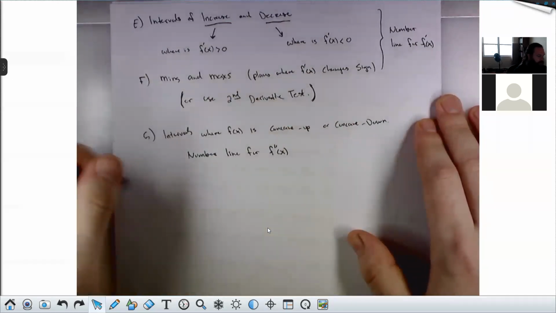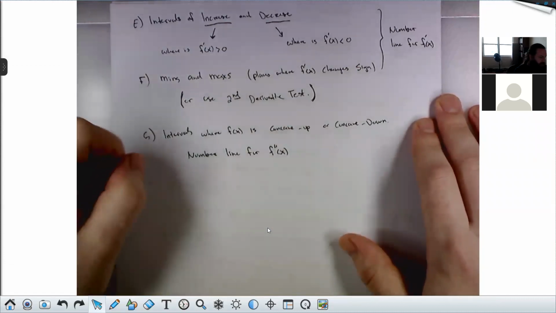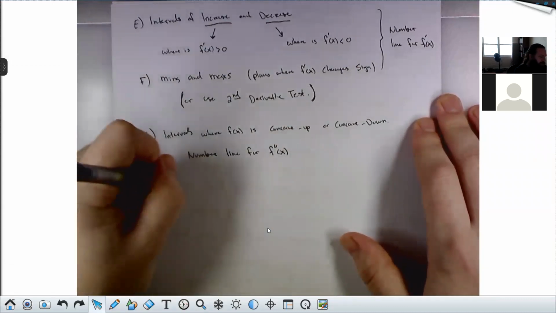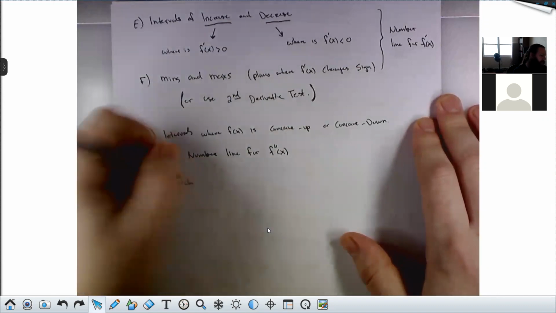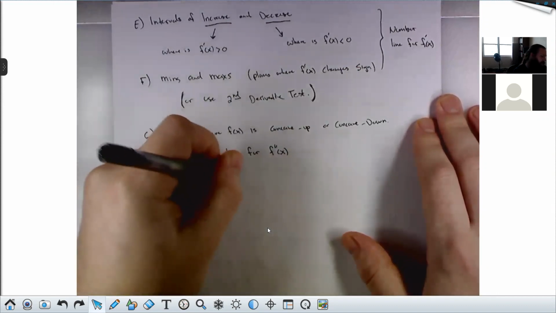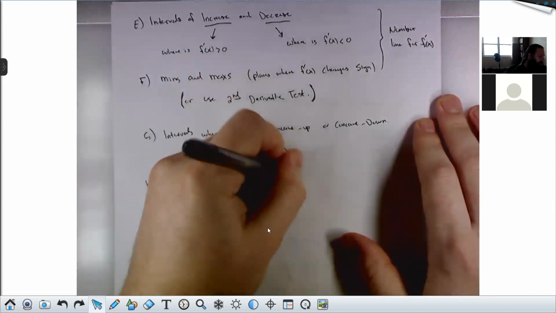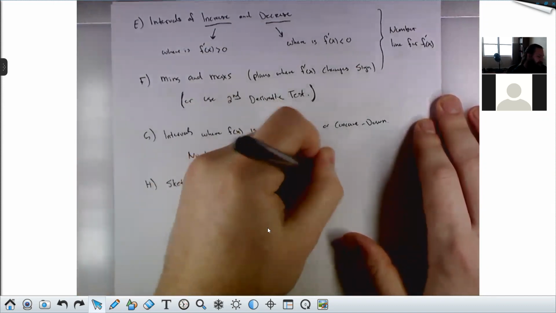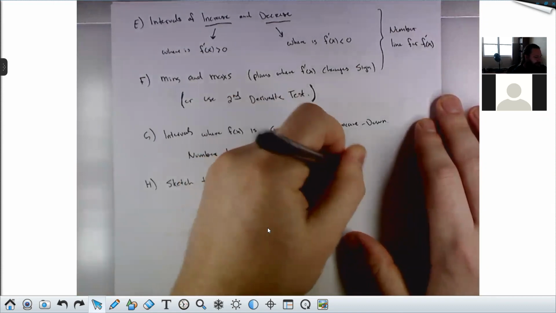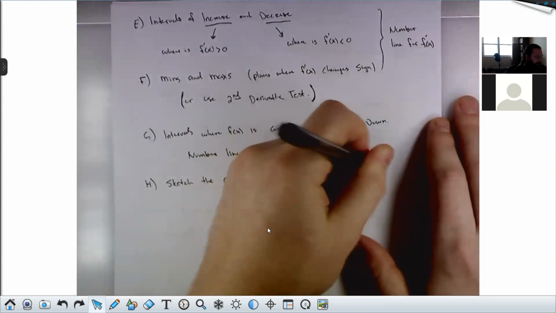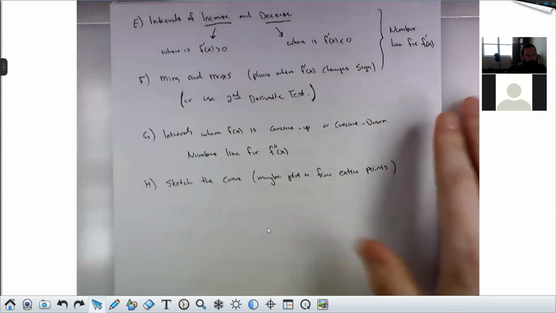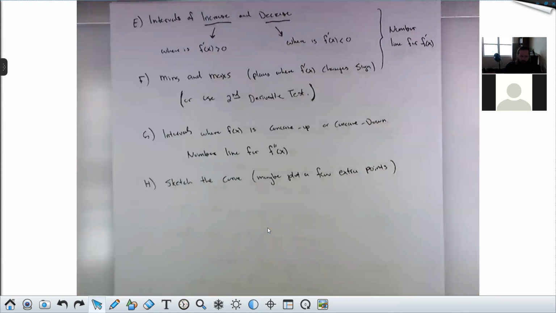And they list an extra one here. They say just sketch the curve. So why not sketch the curve? Maybe plot a few extra points. Having gone through this whole procedure, you found your x-intercepts, your y-intercepts, all your mins and maxes, all your inflection points, all that good stuff. You should have plenty of points.